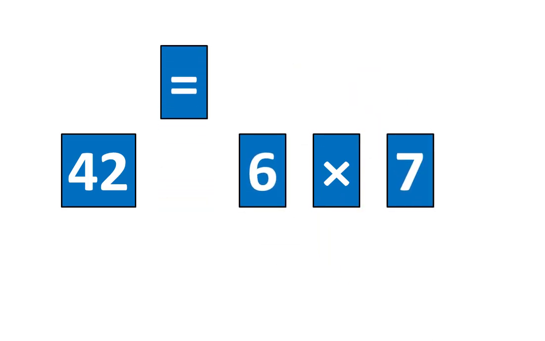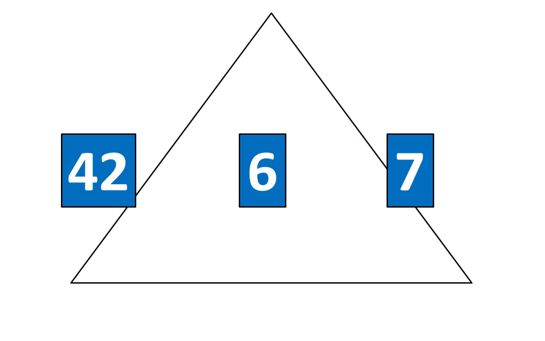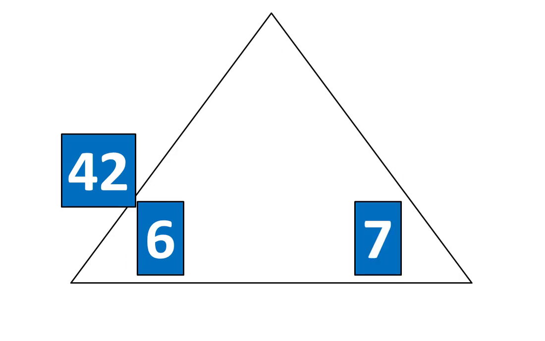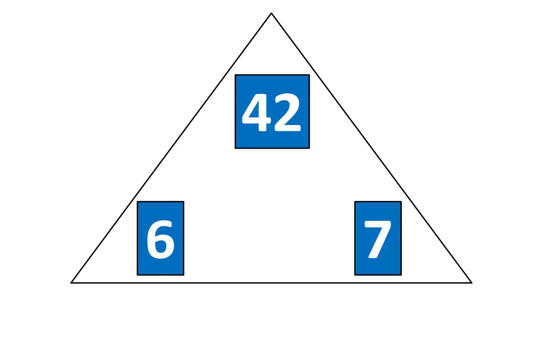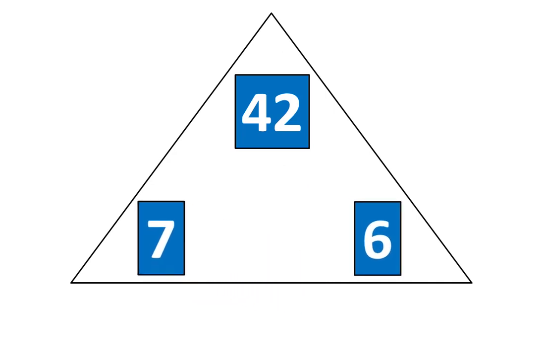I'll slide away the symbols is equal to and times. And I'll bring in the triangle. Then I'll take a moment to rearrange the pieces on the triangle so they look like this. 6 times 7 is equal to 42. I know that 7 times 6 is equal to 42 because 6 times 7 is equal to 42.